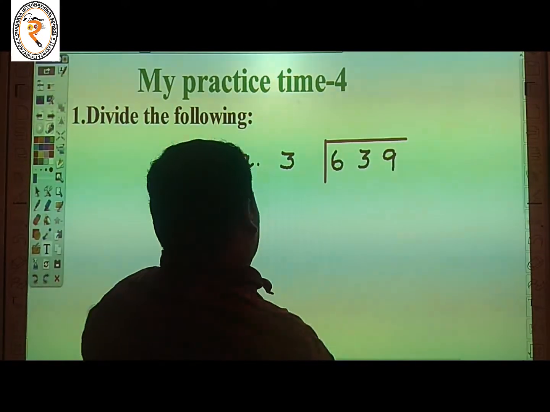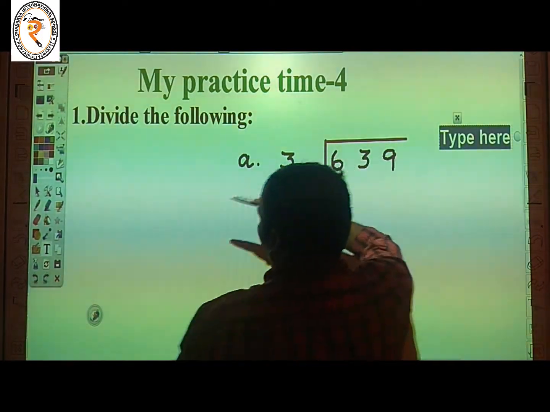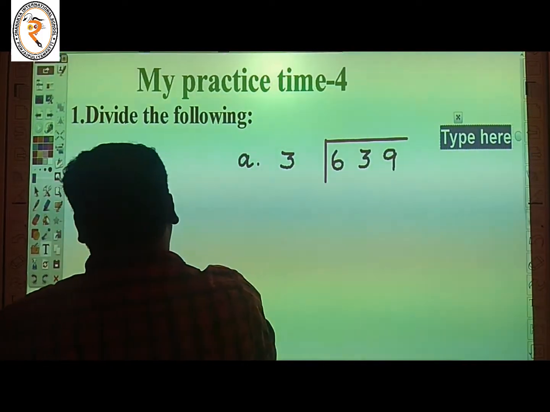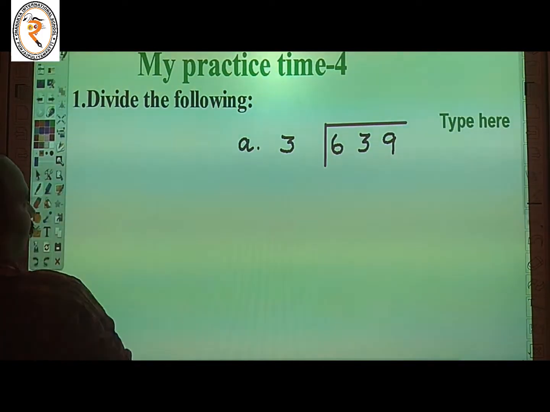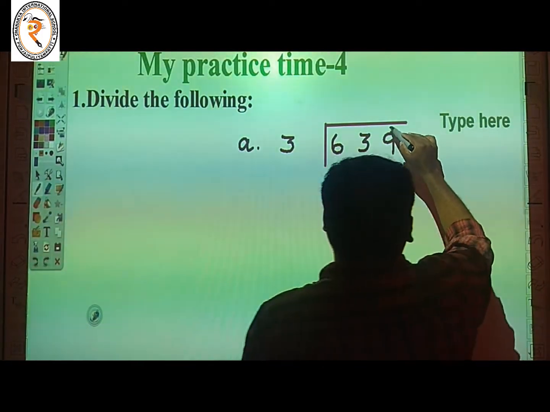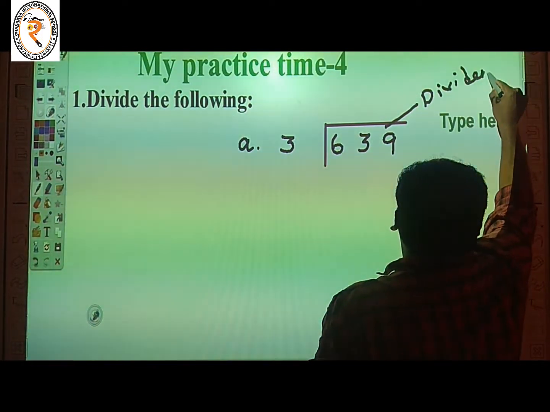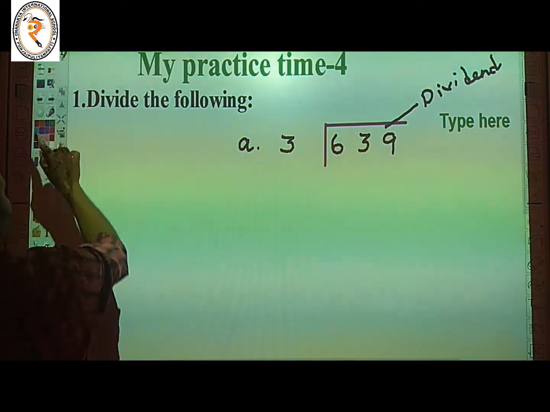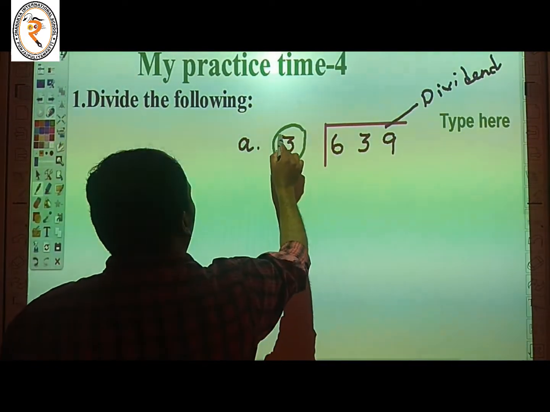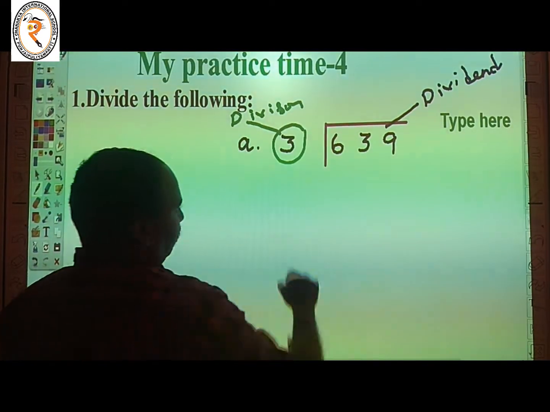It is called the dividend. And then 3 is called the divisor.